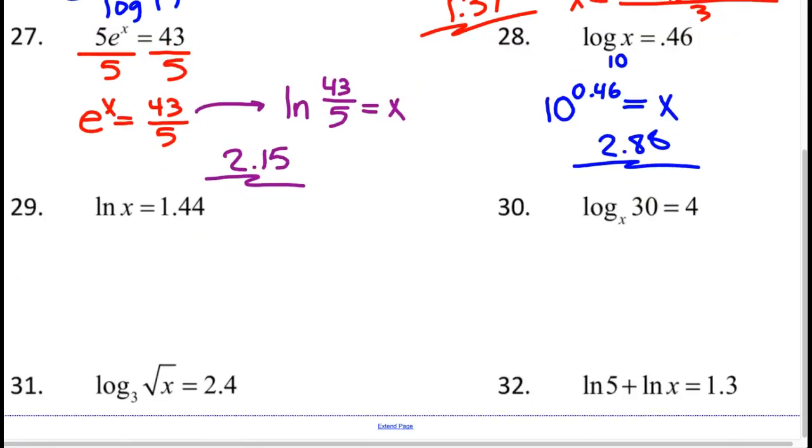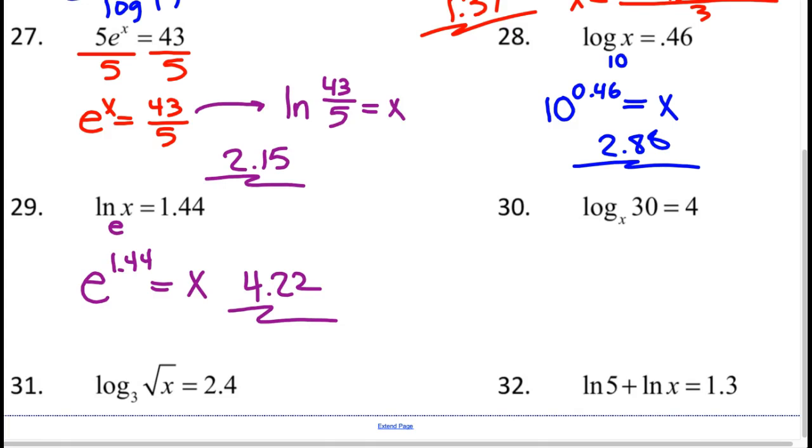Next question. Natural log of x equals 1.44. I gave you a tip. I said if the base isn't there, just write it in. Oh, now I know what to do. Change it to exponent form. E to the 1.44 power equals x. Hey, there's a button on my calculator for that. It's right next to the natural log. E to the 1.44. That's going to be 4.22. All right, so that one's 4.22. There we go.